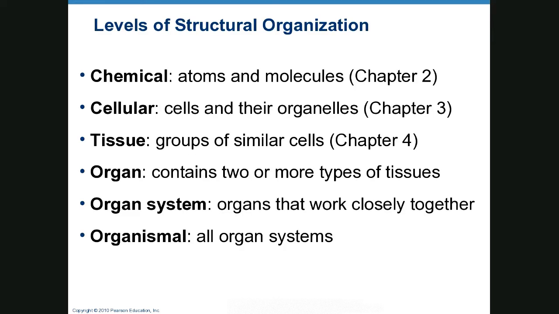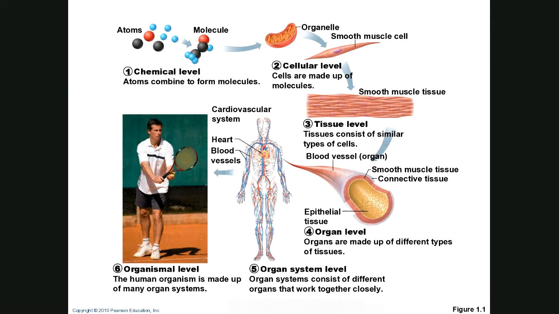Okay, and I'll skip ahead to the next slide here. We start looking at a chemical level, your atoms, subatomic particles, and how they form molecules. The molecules gather together and form cells, which are made up of their little organelles. The cells come together to form tissues. Tissues come together to form organs, and organs come together to form organ systems. And then the entire organism, in this case a man, is made up of the combination of all these.